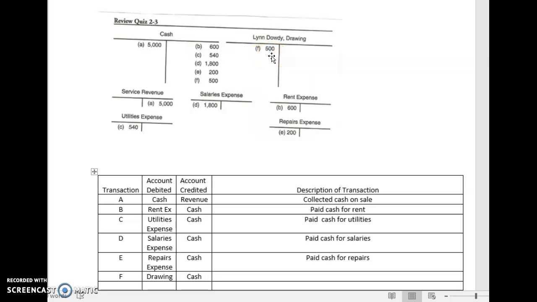Now, you could do it one of two ways. If you have a drawing account, you debit drawing, because a drawing account is the owner's withdrawals from the business, and it has a normal debit balance. Now, if you did not have a drawing account and you took it from capital, it would be a debit to capital. But the owner withdrew, and we see it's coming out of cash. So the owner, Lynn Dowdy, took $500 from cash.